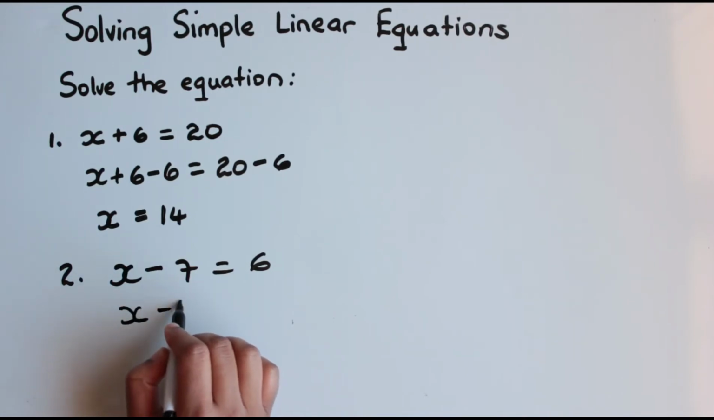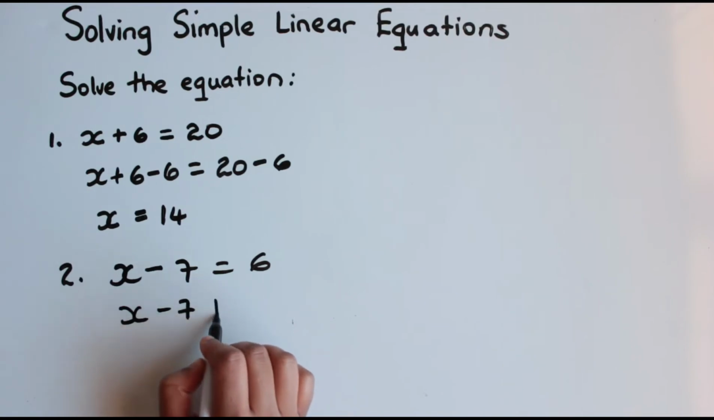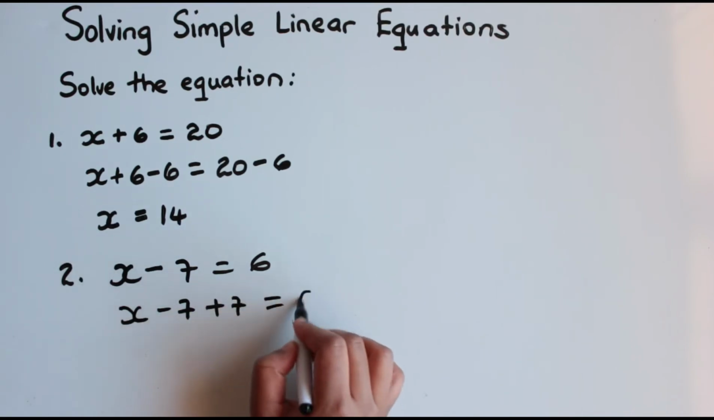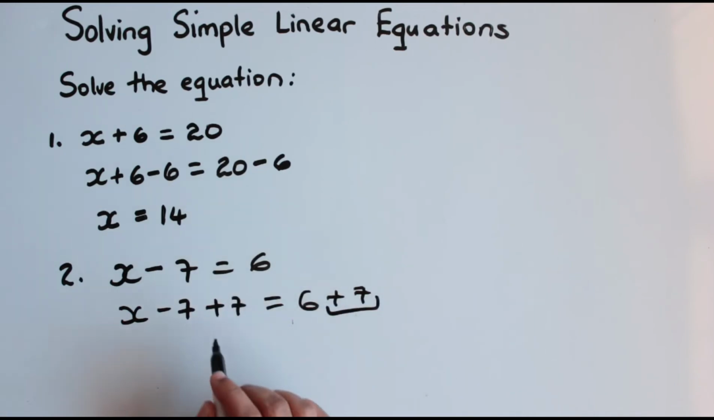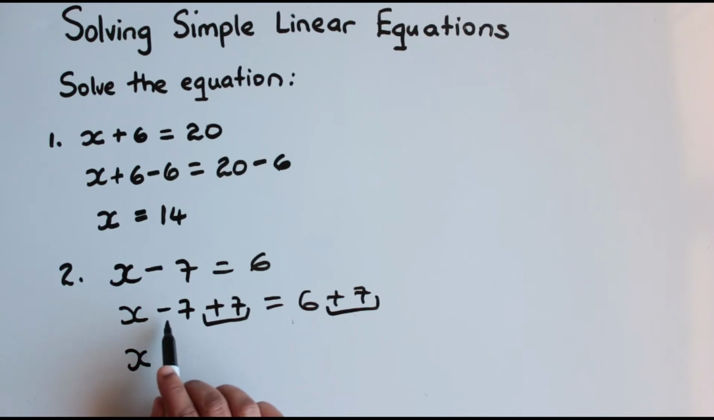So we have x minus 7 add 7 equal to 6 add 7. So if you realize, we add 7 to this side, we add 7, which therefore means that x minus 7 plus 7 gives 0, so it goes equal to 6 plus 7, that gives 13.